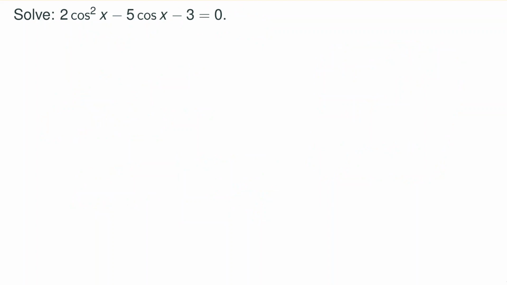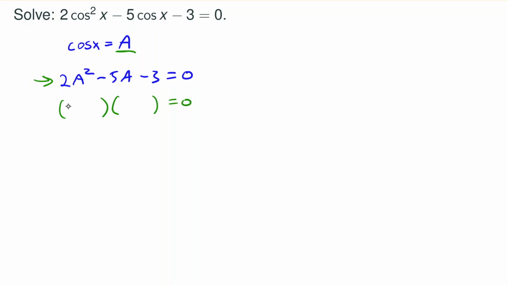Solve 2 cosine square x minus 5 cosine x minus 3 equals 0. So here, again, we're looking for an angle that makes this equation true. For a problem like this, what we do is let cosine of x be capital A. So we can replace it here, and I'll explain why we do that. We have 2a squared, because cosine squared, minus 5a minus 3 equals 0. The reason we replace it with a is because now it is easier for us to see if we can factor this. So this is in fact factorable.